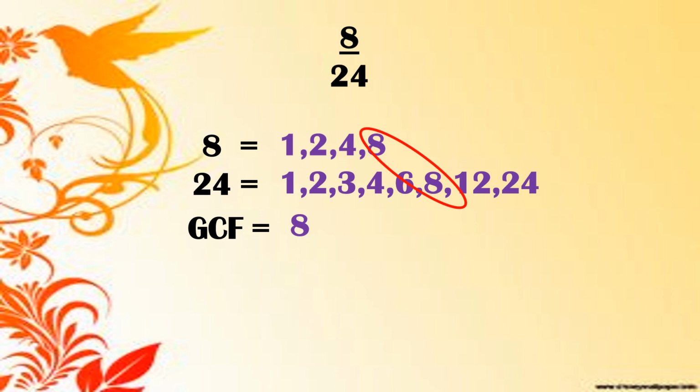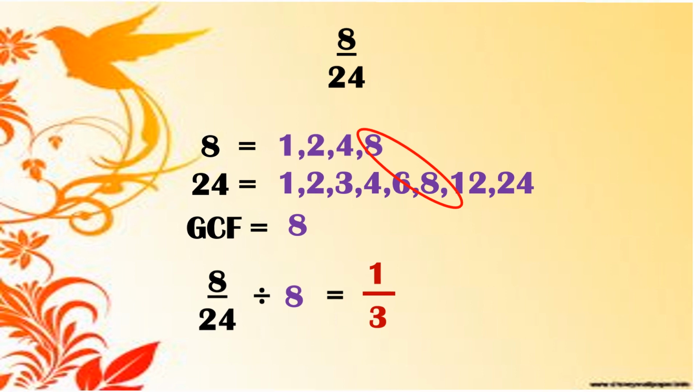Now, let's divide the numerator and the denominator by their GCF. 8 over 24 divided by 8. 8 divided by 8 equals 1. 24 divided by 8 equals 3. So the lowest term for 8 over 24 is 1/3.